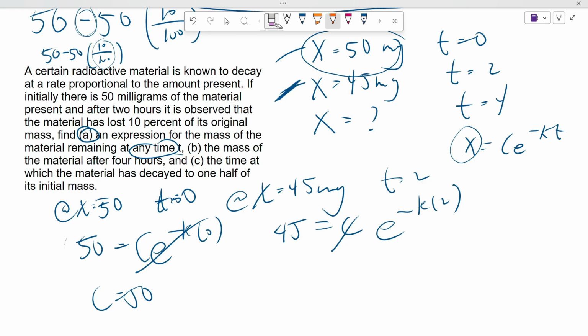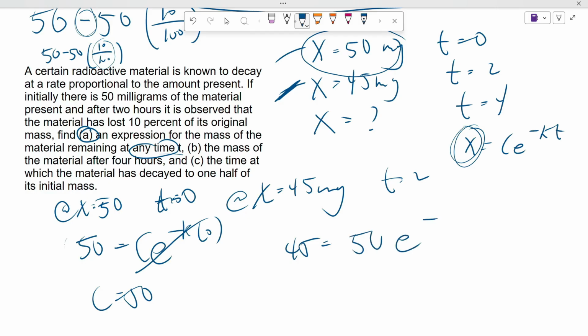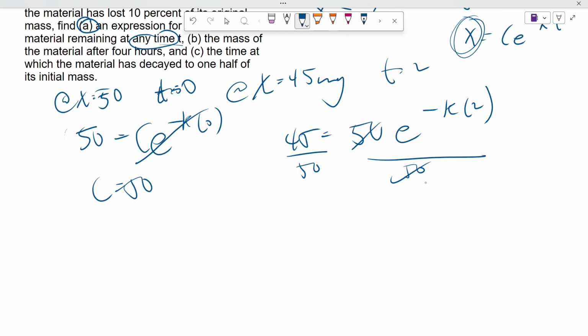So, at X is equals to 45, guys. Yung X daw gawin natin 45 is equals to C. Ano yung C natin? 50, e raised to negative K, T is 2. So, divide mo lang ng 50 yan, guys. Cancel. 45 all over 50, guys. Ano yun? 9 all over 10. 9 all over 10 is equals sa e raised to negative 2k. So, LN mo lang ng both sides yan, guys. LN 9 all over 10, negative 2k.